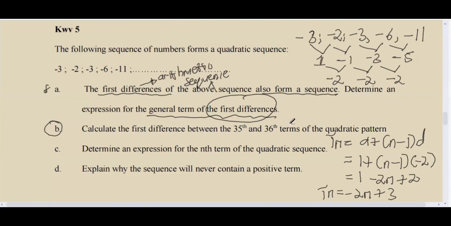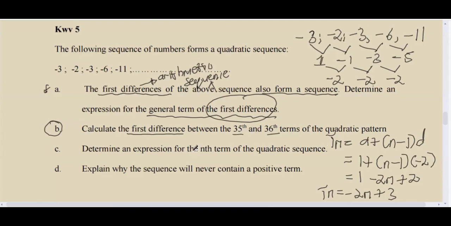Let's observe something here. Suppose that I want to locate the first term of my first difference. I would locate it in between the first and the second term of the quadratic pattern. And suppose that I want to locate the second term of my first difference. I would locate it in between the second and the third term of the quadratic pattern, and so on and so on. If I'm looking for the third term of the arithmetic pattern of first difference, that's in between the third and the fourth of the quadratic pattern, which means what they're looking for here, the first difference between the 35th and the 36th term of the quadratic pattern.